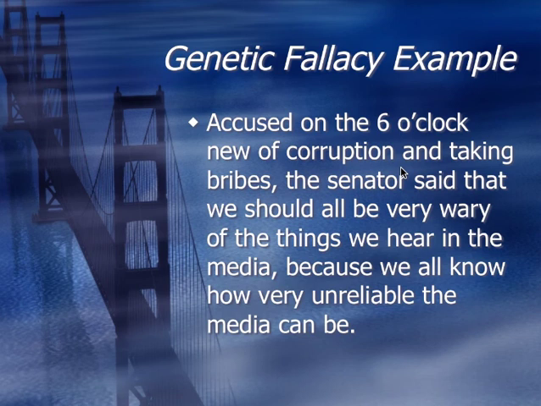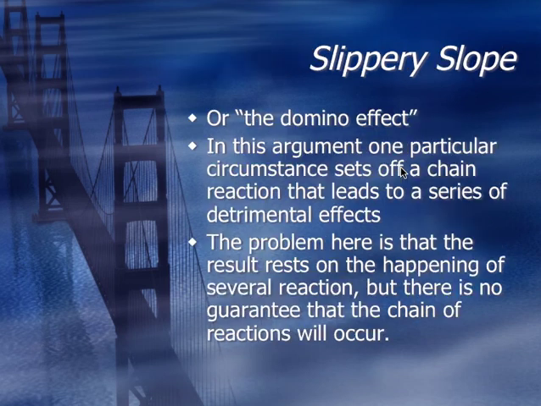You have to defend the actual points, not this whole where it came from thing. Okay, and then the last one that I'm going to talk about, the last fallacy, is called the slippery slope, or the domino effect. In this argument, one particular circumstance sets off a chain reaction that leads to a series of detrimental effects. The problem here is that the result rests on the happening of several reactions, but there's no guarantee that the chain of reactions will occur.